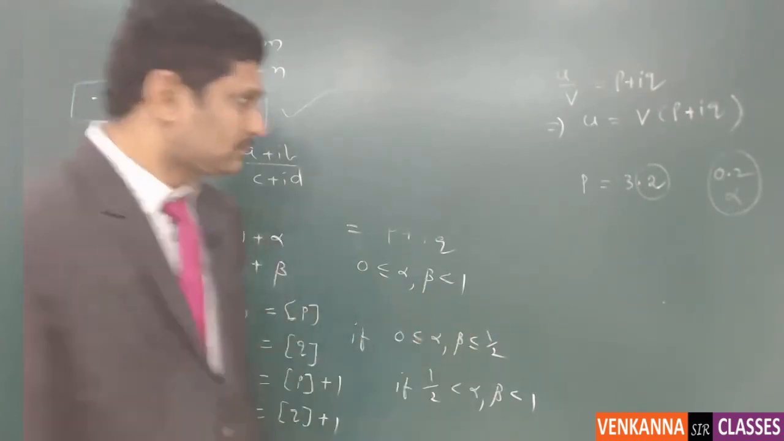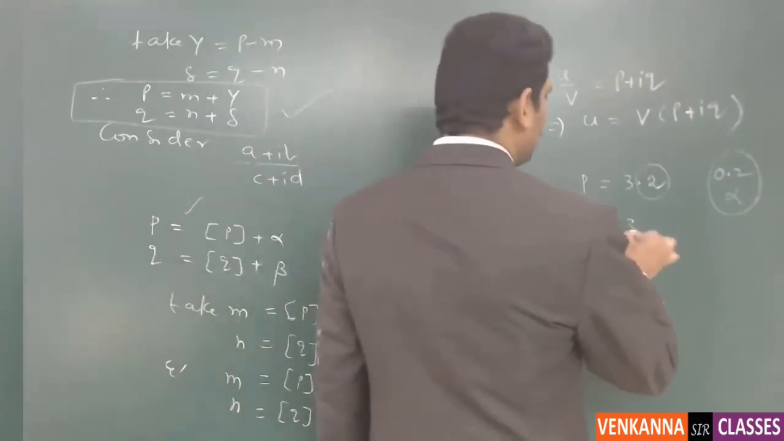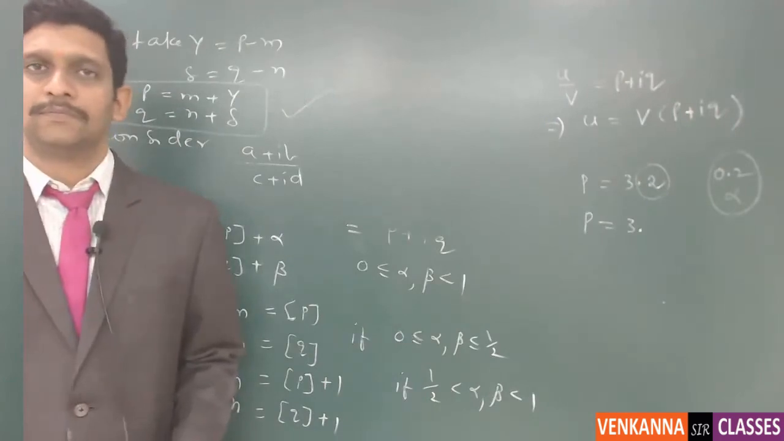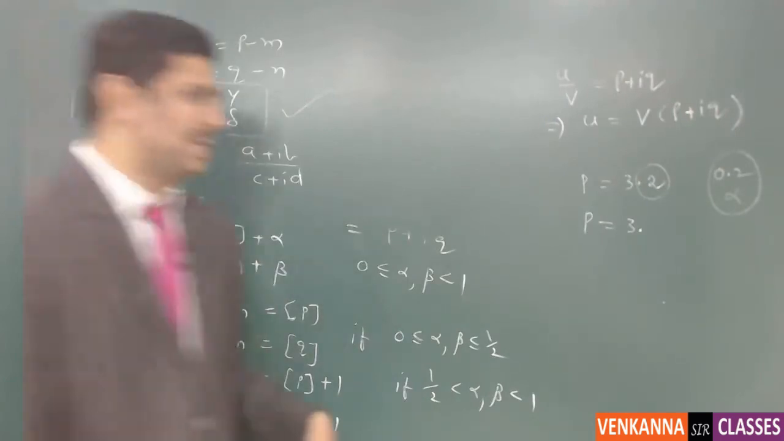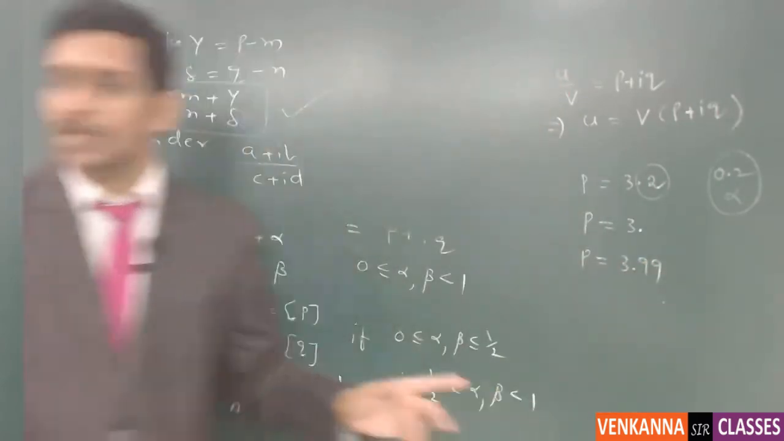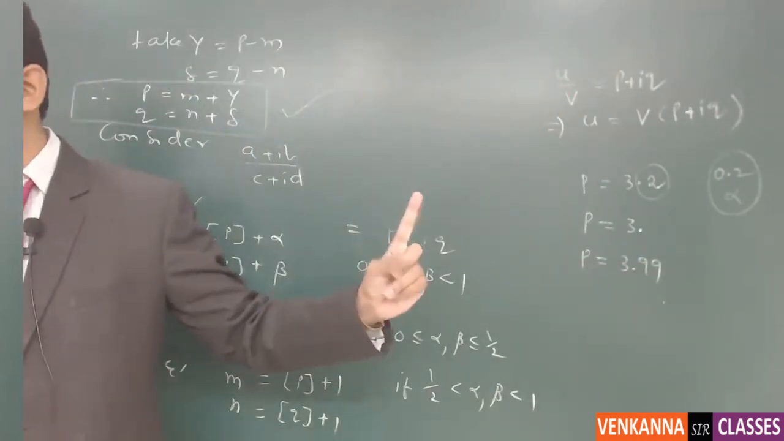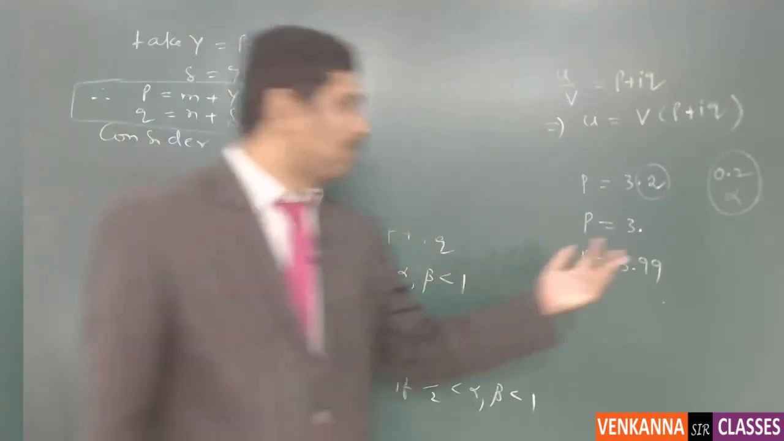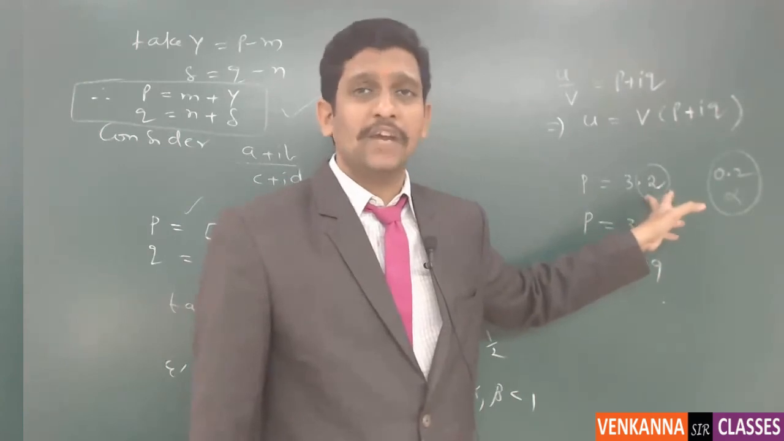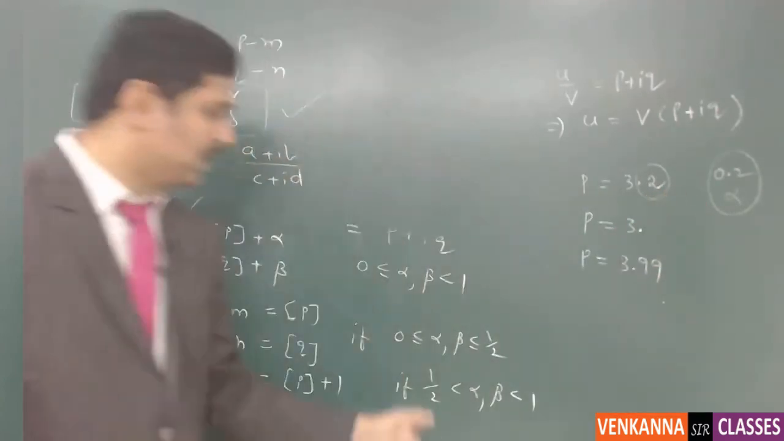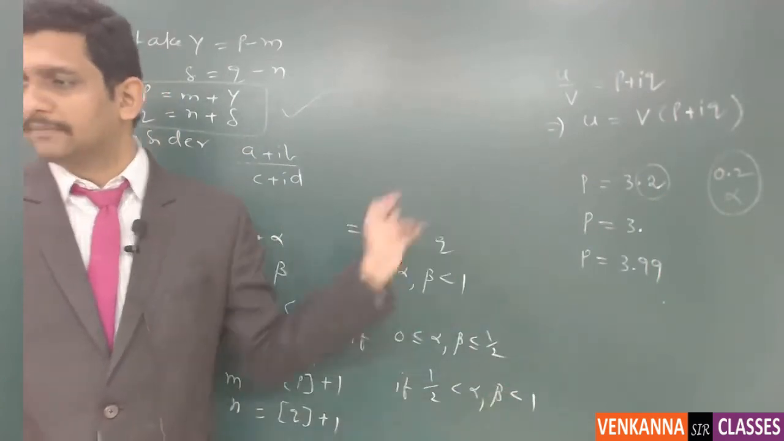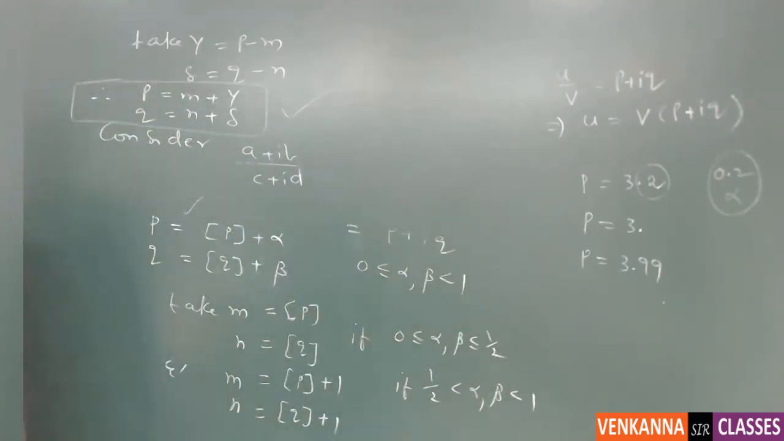Because if you take p is equal to 3, then the fractional part is 0. The maximum you can take is p equal to 3.99, so it will not be equal to 1, right? So the fractional part will be either 0, or less than or equal to half, or more than half and less than 1. These are the possibilities. Accepted? Everyone?